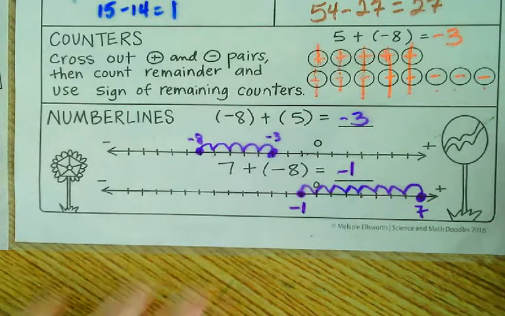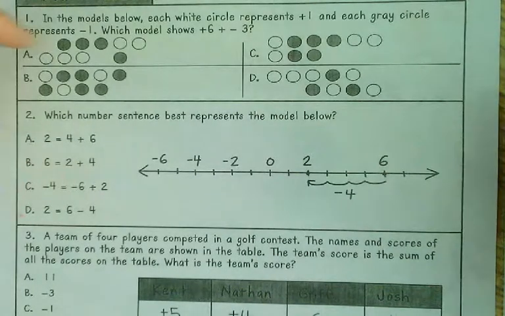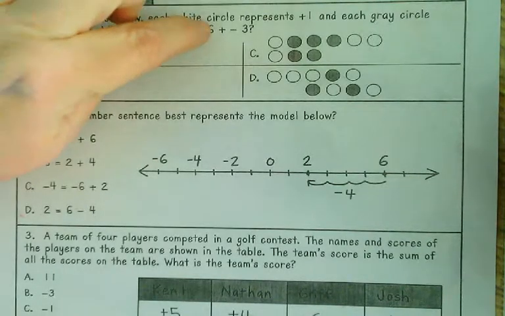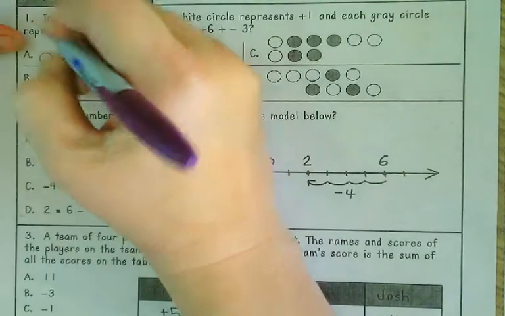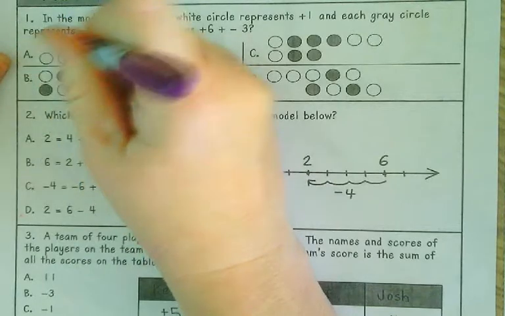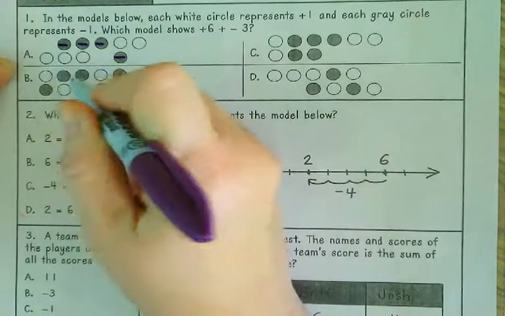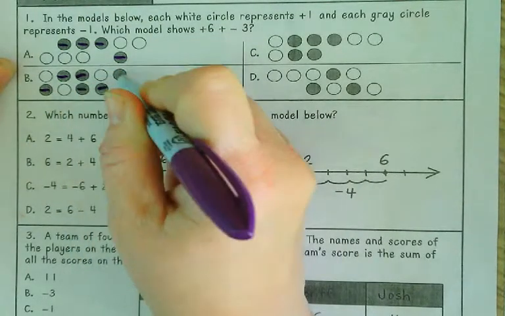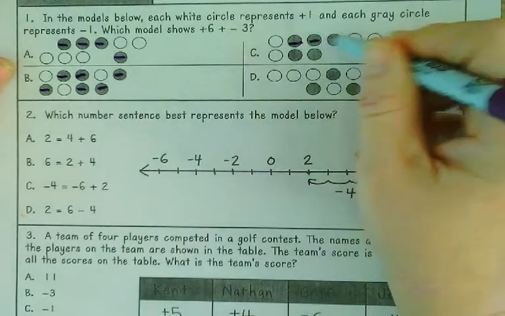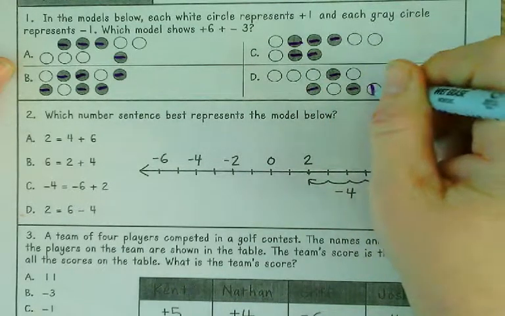So in the models below, each white circle is a positive and the gray circle is a negative. Which model shows positive 6 plus negative 3? Well, let's see. Oops, no. Those are negatives. The gray ones are negatives. So negative, negative, negative, negative. Wait a minute. That's 4 negatives. We only have 3. Forget that. Oh, way too many. Not that one. There's 5 of them. That's not going to work. So, okay, 1, 2, 3, and then we've got positive 2, 3, 4, 5, 6. It's D. There we go. Yay! Give yourself a high five on the forehead.